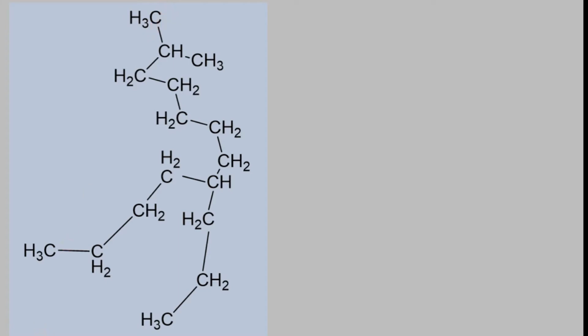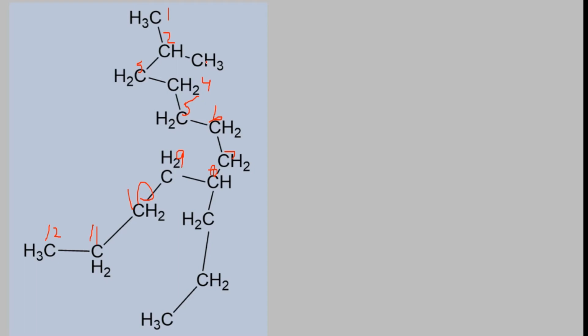So this is 1, 2, 3, 4, 5, 6, 7, 8, 9, 10, 11 and 12. So the parent chain contains 12 carbons. So the parent chain contains 12 carbons, that means it is dodecane, right?